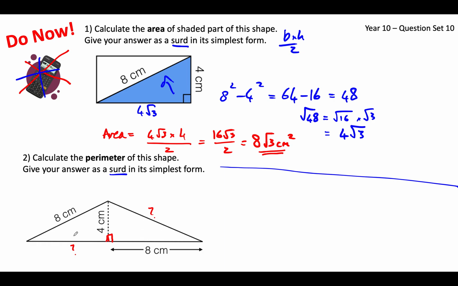Firstly, this one over here is actually the same as this one. It's 8 and 4, so I don't need to work this out. I've already calculated how long that bottom edge is. So that is 4 root 3, all the way from there over to there.